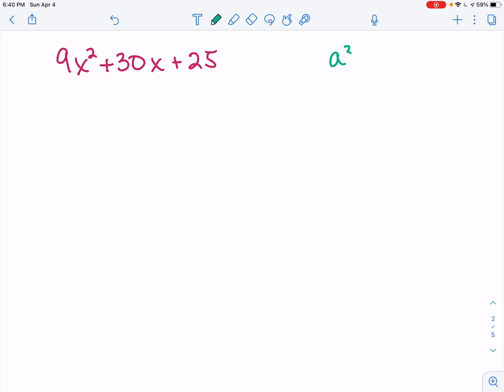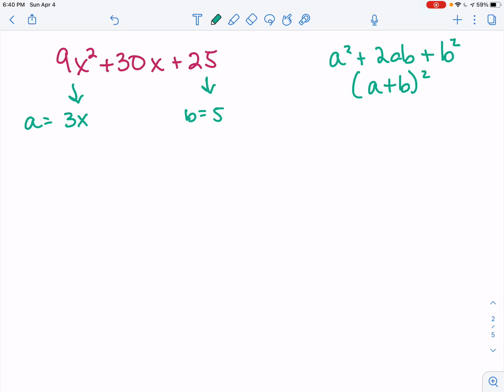So again, over here, I'm going to write the pattern a squared plus 2 times ab plus b squared. And what that's going to equal is a plus b squared. So let's check this one. The square root of 9x squared is going to be 3x. That's my a. The square root of 25 is 5. That's my b. So my middle value should be 2 times 3x times 5, which would give me 30x. And that's what I have here in the middle. Perfect. So that means this rule would apply.